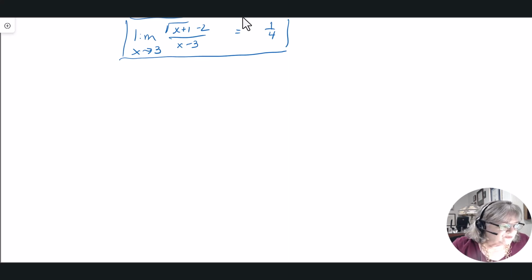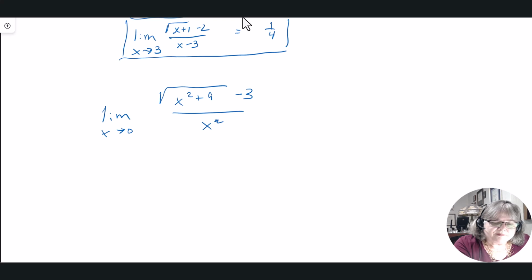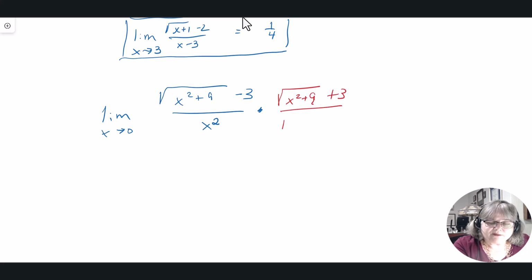So let's try this one. Let's do the limit as x goes to 0 of the square root of x squared plus 9 minus 3 over x squared. And I'm going to use the same technique I have before, which is the square root of x squared plus 9 plus 3, which is its conjugate, over the square root of x squared plus 9 plus 3.